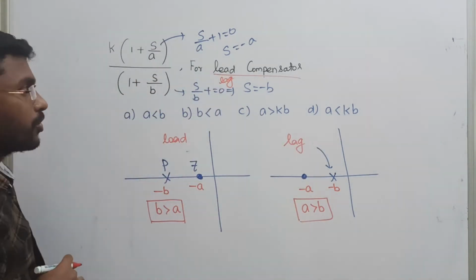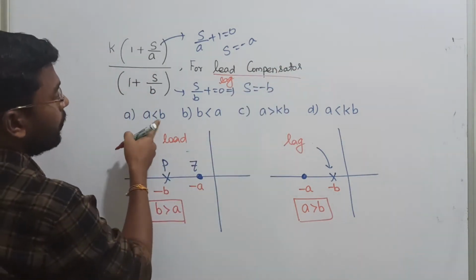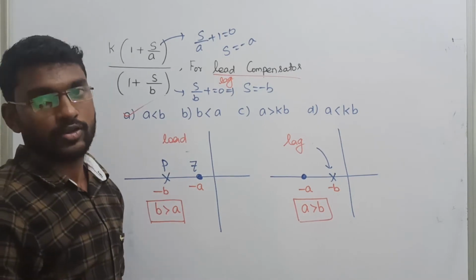Anyway, in our question, the question is to find the condition for lead compensator. For lead compensator, the value of b has to be greater than the value of a. So the correct answer is option A. Let us see the next one.